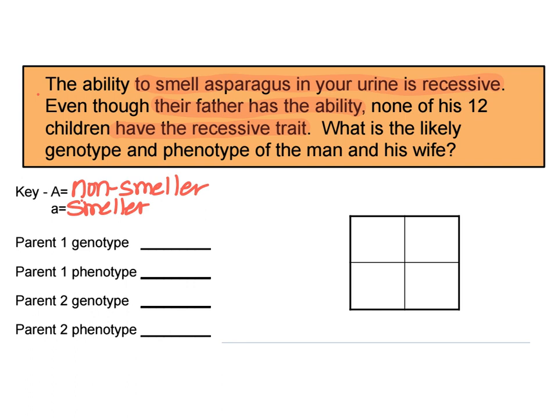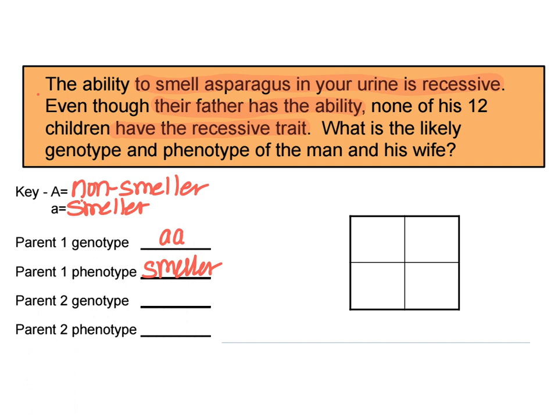The next thing that we're going to do is take a look at the problem and see if it tells us anything about the parents. We don't see anything about mom, but we know that father has the ability to smell the urine. That makes parent 1 a smeller. Now, in order to be a smeller, because this is a recessive trait, dad will need to be homozygous recessive. If he had any dominant trait, if he was heterozygous or homozygous dominant, he would be a non-smeller.